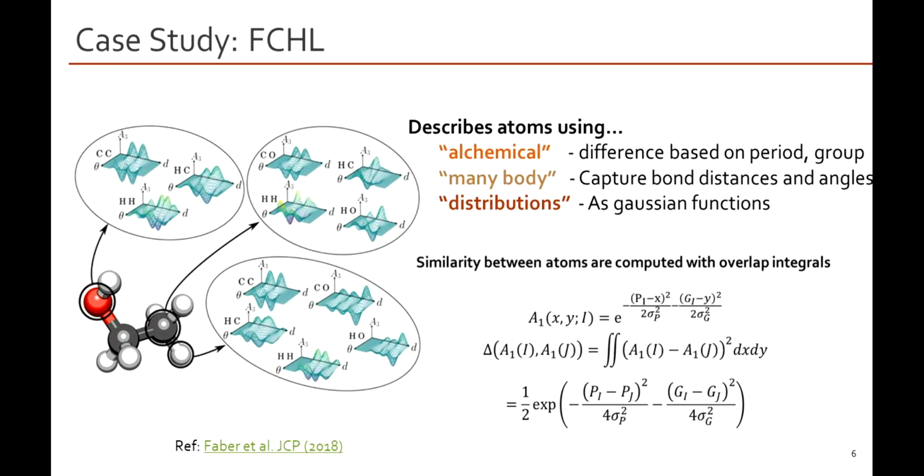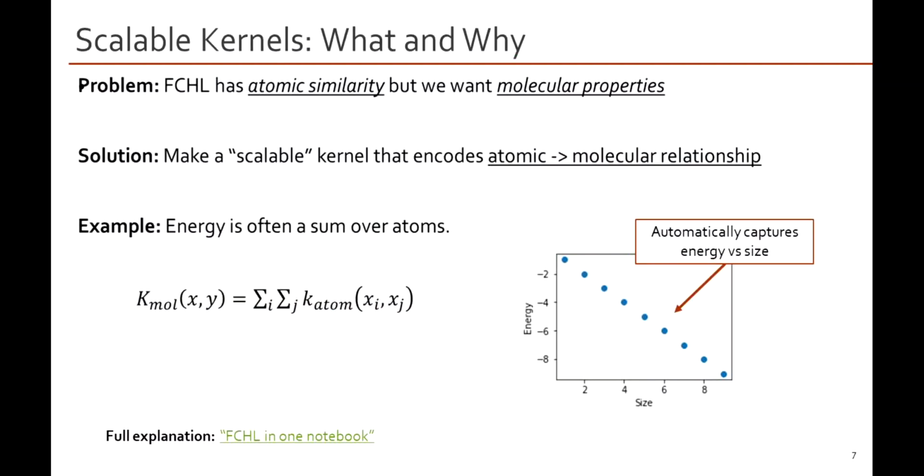I need to turn that into a way of defining the similarity between not just single atoms, but entire molecules. And for this, FCHL used a technique known as scalable kernels. So here, I try to take my atomic similarity functions and build them up in a way that encodes an atomic similarity to molecular property relationship. And for the case of energy, I know that I can decompose the energy of a molecule into contributions from individual atoms very easily. It's a very good approximation.